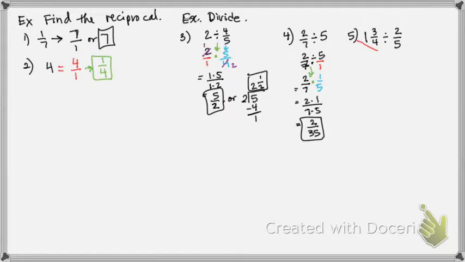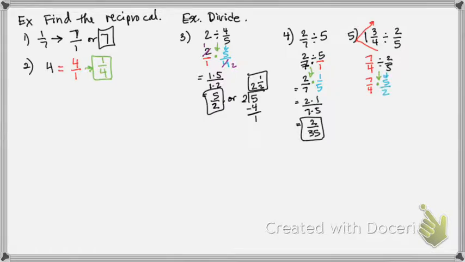4 times 1 is 4. 4 plus 3 is 7. So I have 7/4. And I'm just going to write out the rest of the problem. I do too much at one time and something gets left off. So 7/4 stays 7/4. The division becomes a multiplication. And the reciprocal of 2 over 5 is 5 over 2.